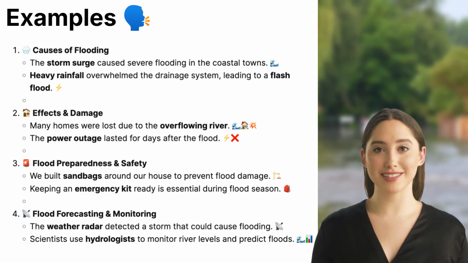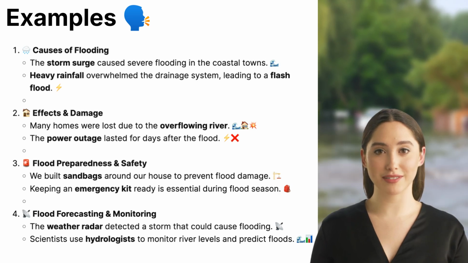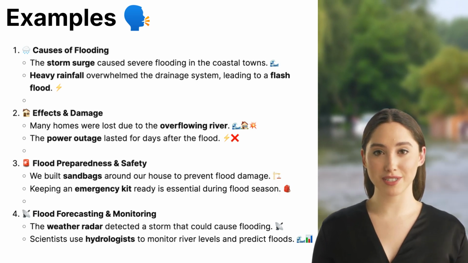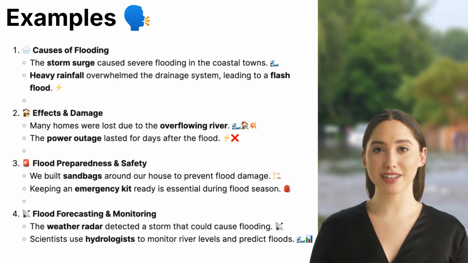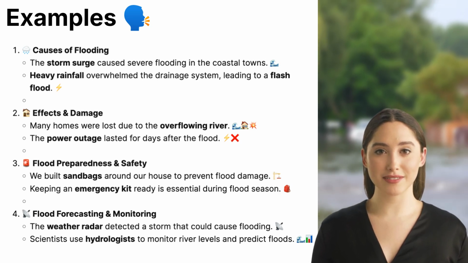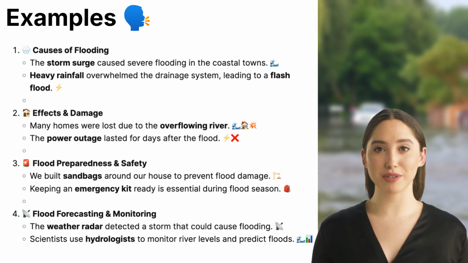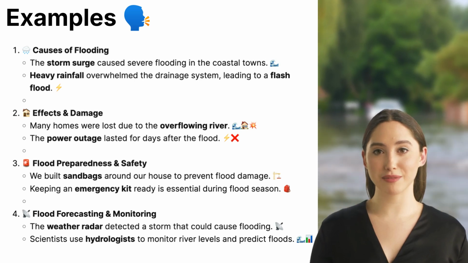1. Causes of flooding. The storm surge caused severe flooding in the coastal towns. A storm surge happens when strong winds push seawater onto land, causing sudden and dangerous flooding. Heavy rainfall overwhelmed the drainage system, leading to a flash flood. When too much rain falls in a short period, drainage systems can't handle the excess water, leading to flash floods.